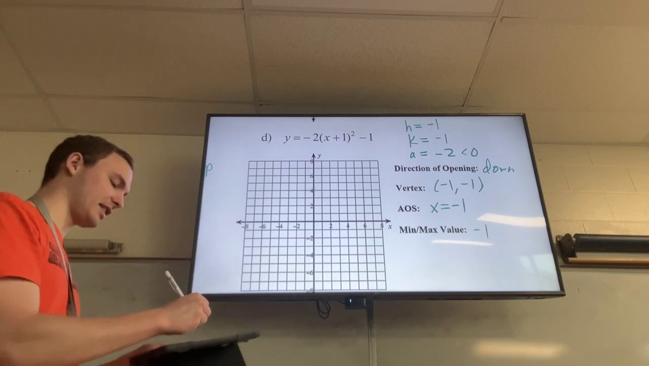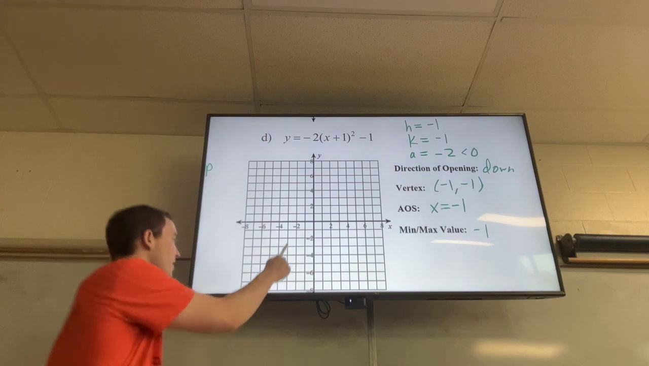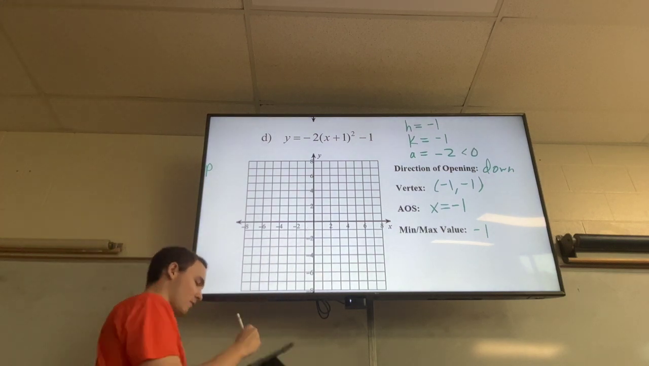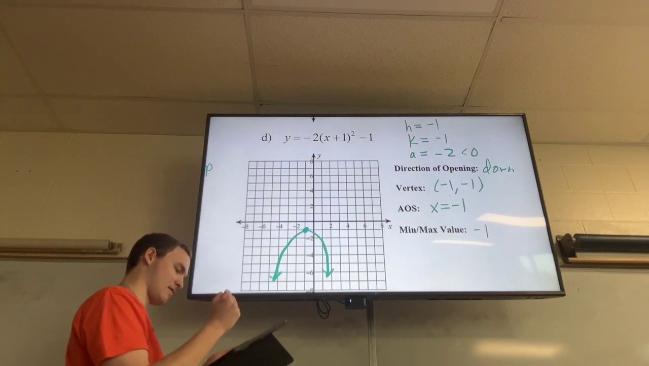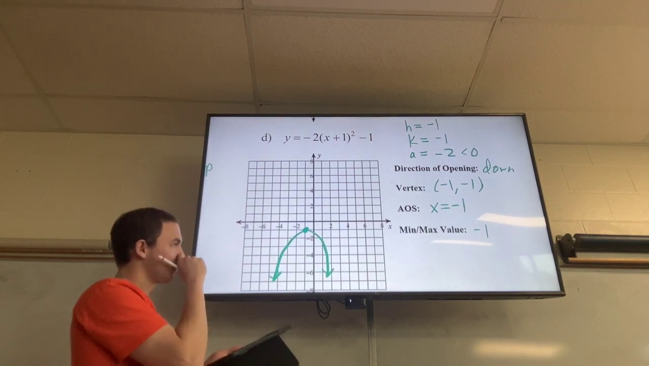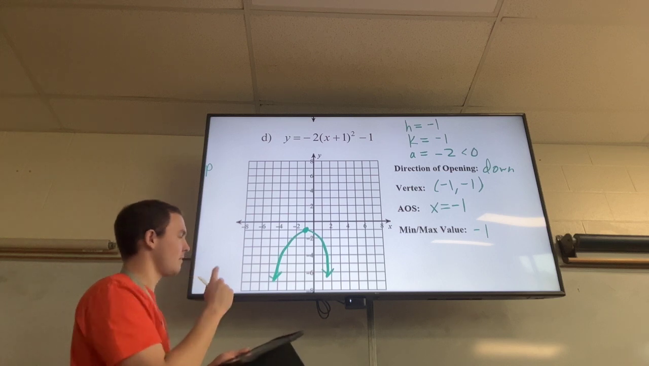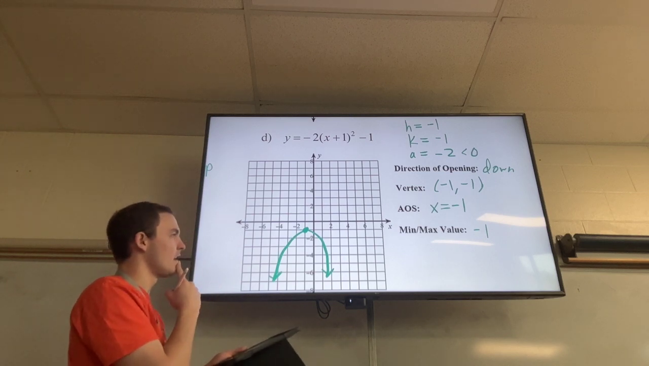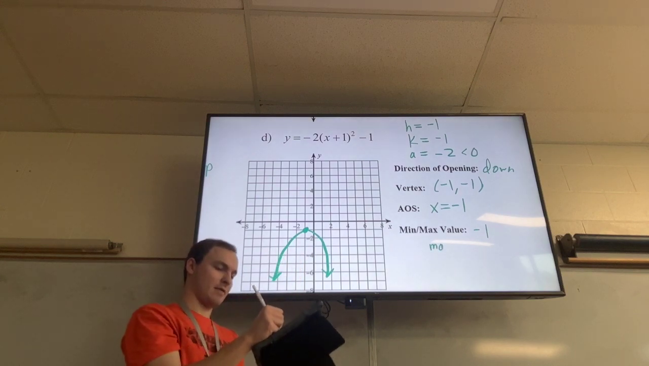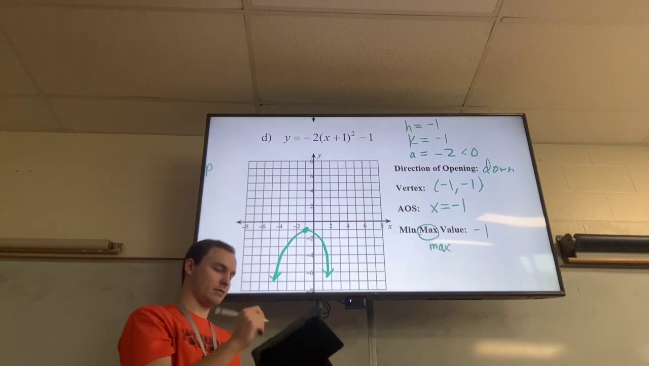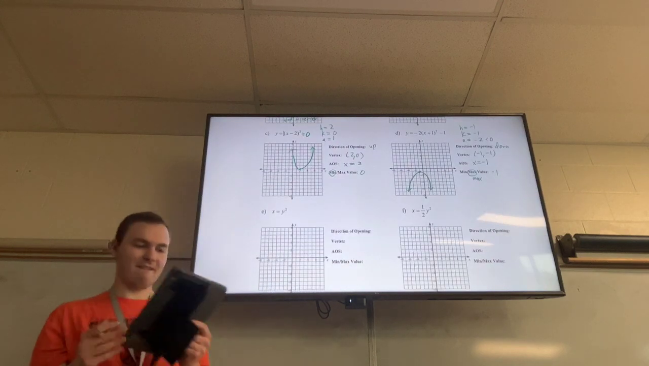-1. And to see if it's a min or max, let's graph it. So -1, -1. My horseshoe opens down. So is this a min or a max? Max. It's a max. Okay. All right.